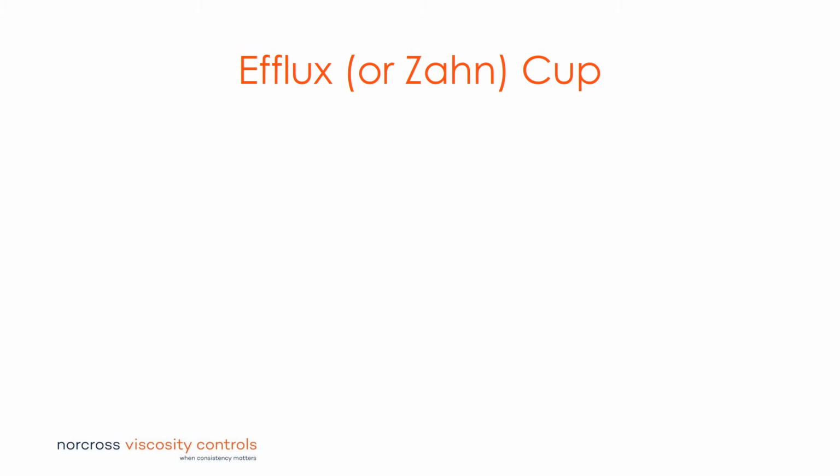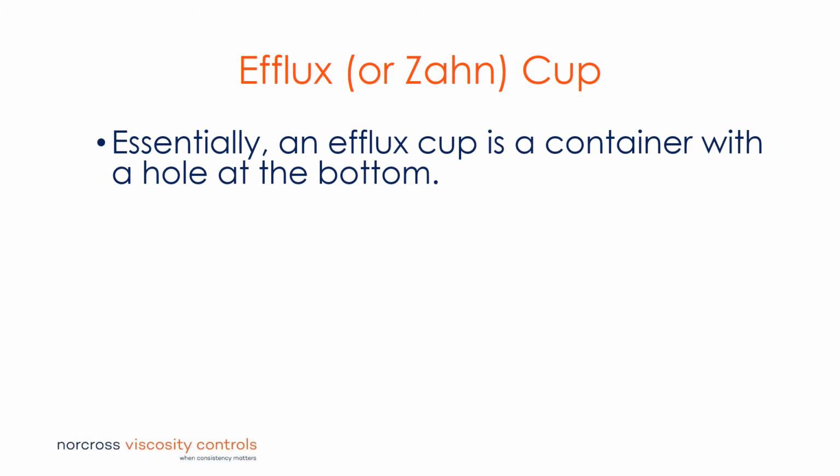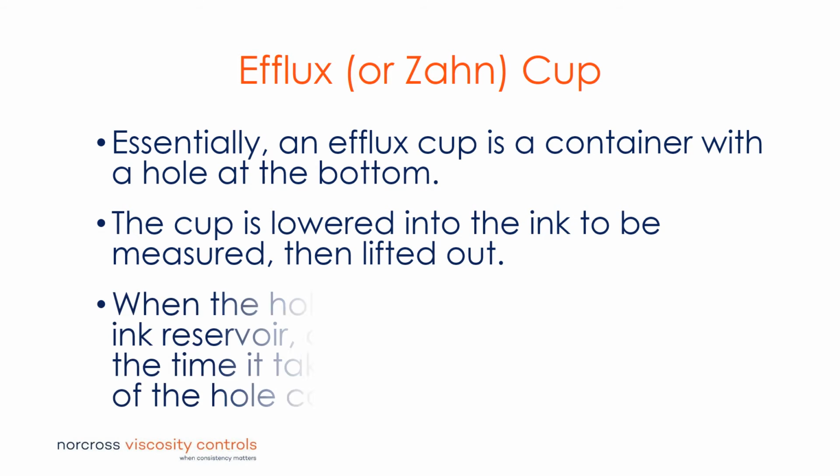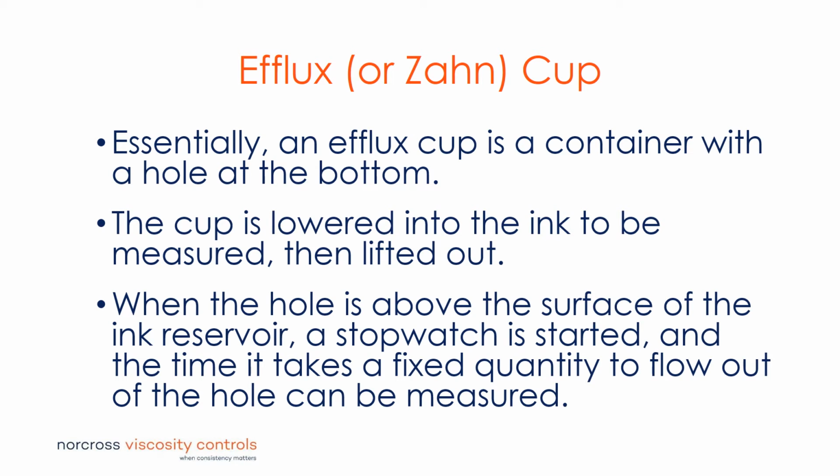We start with the common Efflux or Zahn cup. Essentially, an Efflux cup is a container with a hole at the bottom. The cup is lowered into the ink to be measured, then lifted out. When the hole is above the surface of the ink reservoir, a stopwatch is started, and the time it takes a fixed quantity to flow out of the hole can be measured.